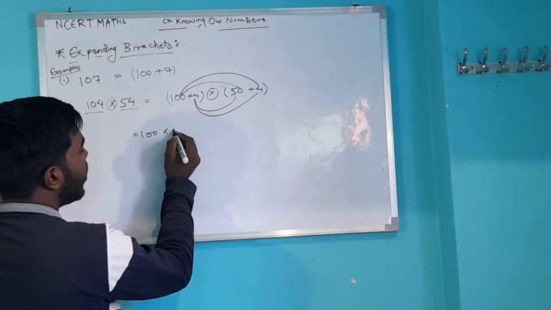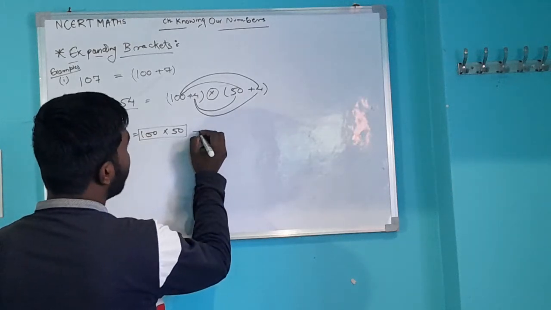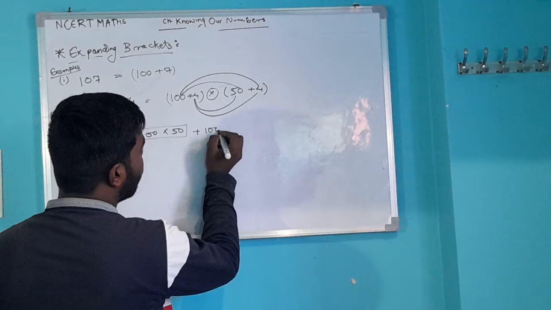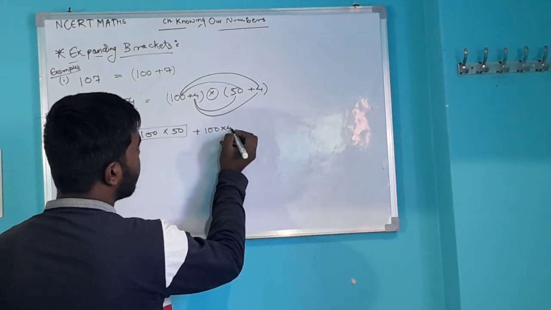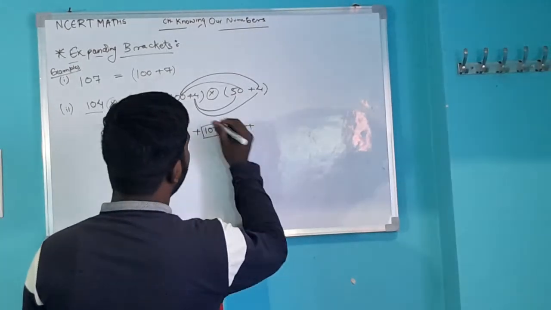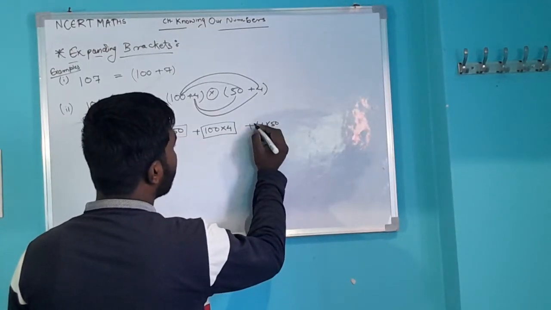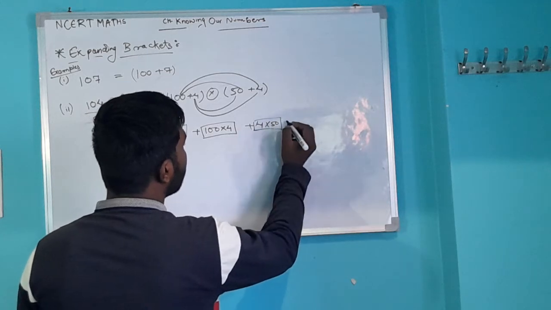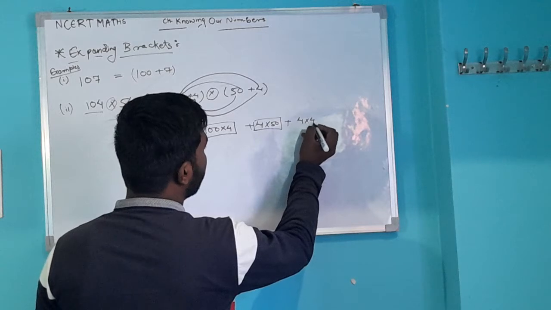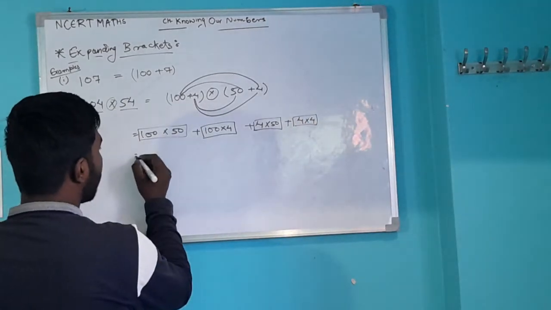100 into 50. First part we completed, then there is a plus symbol. Then 100 into 4. Again we complete our second part. Our third part is 4 into 50. We complete that, plus 4 into 4.